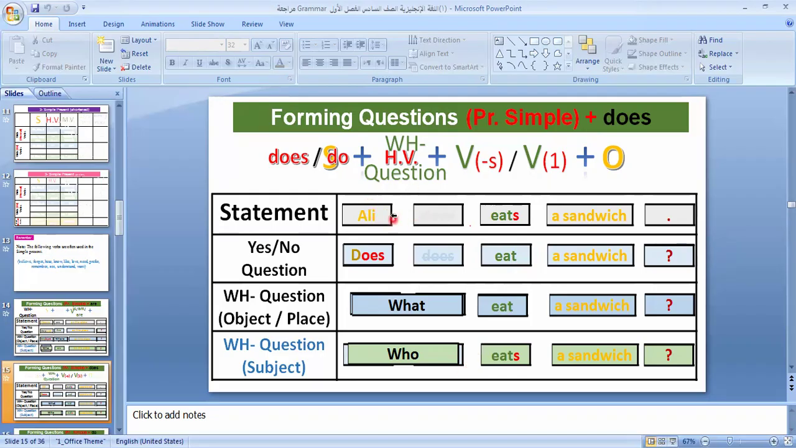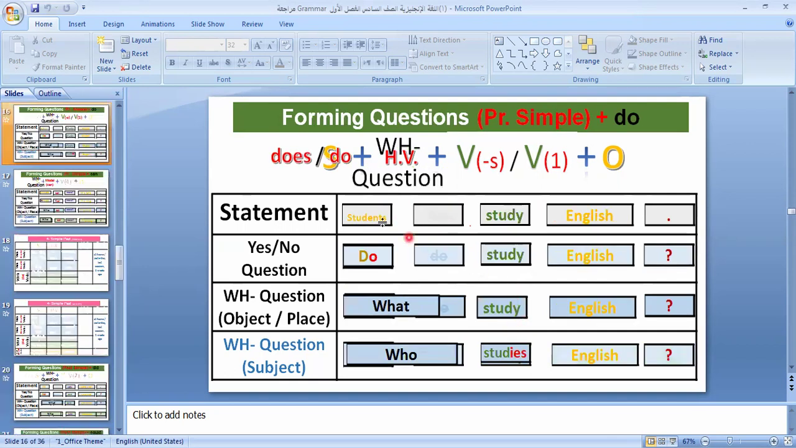When we want to ask about Ali, I say, who eats the sandwich? Here I ask about the person who eats the sandwich. When we ask about the sandwich, I say, what does Ali eat? If I ask about the sandwich, I say what does Ali eat, and I omit the s at the end of the verb. Okay, let's continue the rest of this tense.